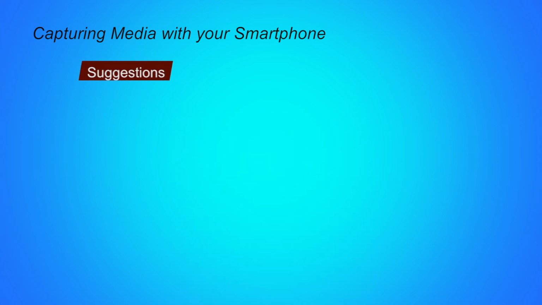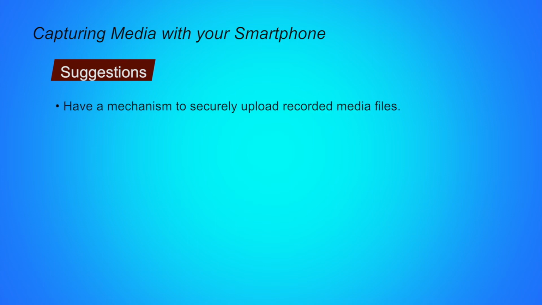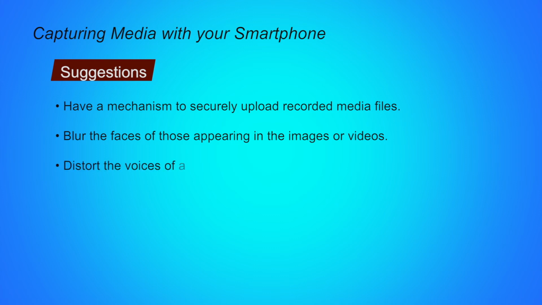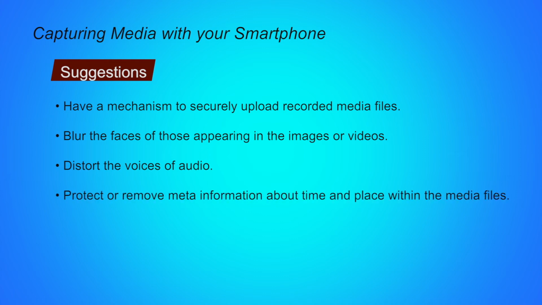In this case, these suggestions may be helpful. Have a mechanism to securely upload recorded media files to protected online locations and remove them from the phone instantly or as soon as you can after recording. Use tools to blur the faces of those appearing in the images or videos or distort the voices of audio or video recordings, and store only blurred or distorted copies of media files on your mobile device. Protect or remove meta information about time and place within the media files.